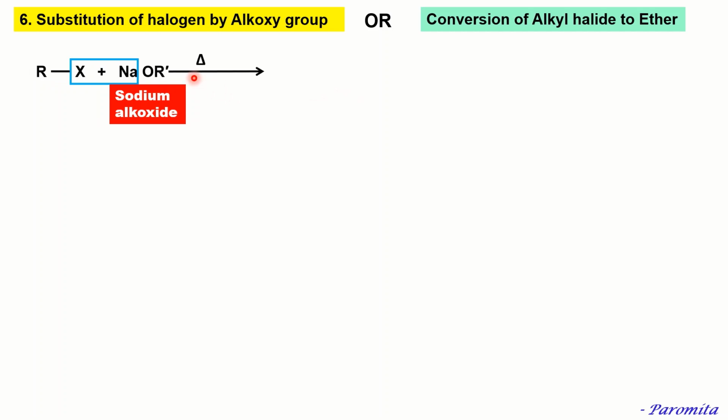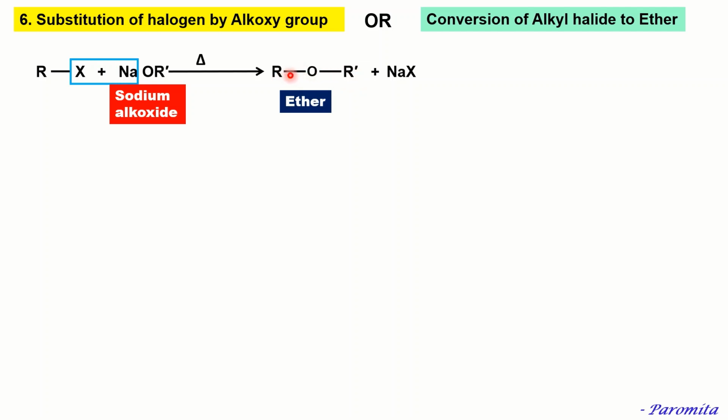In this case, we will react alkyl halide RX with sodium alkoxide and we will heat the mixture. We will get ether plus sodium halide. Now in ether, oxygen is flanked by two alkyl groups R and R dash.